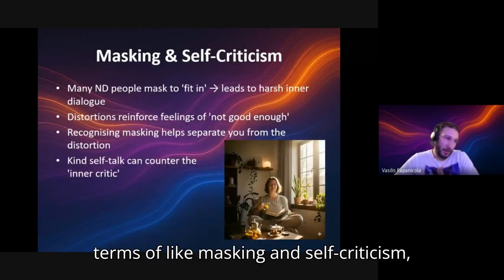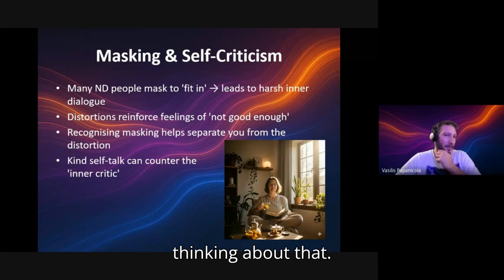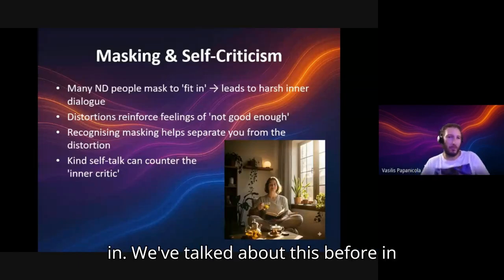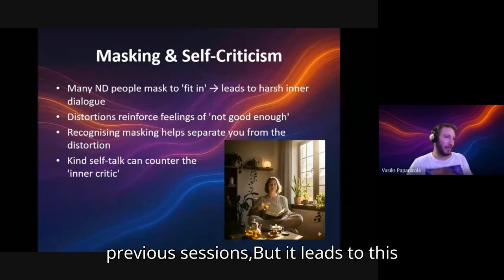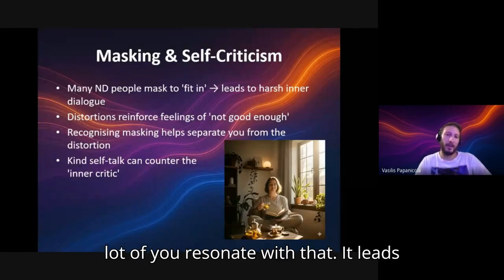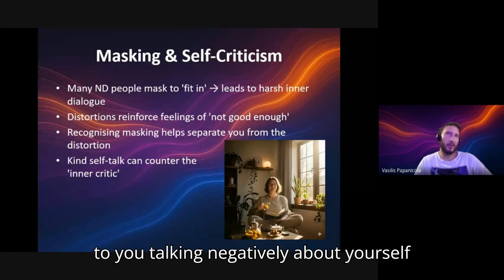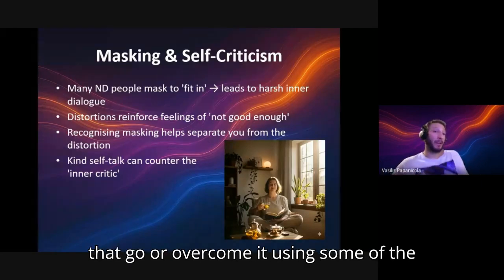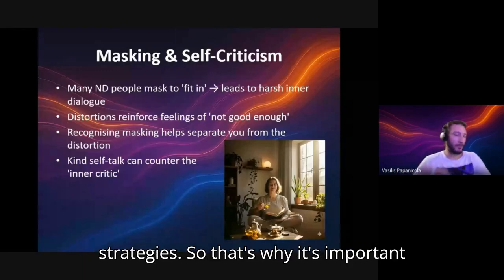Also, in terms of masking and self-criticism, think about that. So many neurodivergent people mask to fit in. We've talked about this before in previous sessions, but it leads to this harsh inner dialogue, doesn't it? I know a lot of you resonate with that. It leads to you talking negatively about yourself internally and not then being able to let that go or overcome it using some of the strategies.